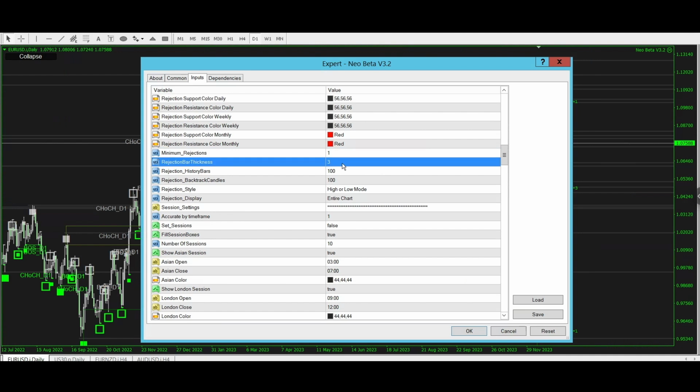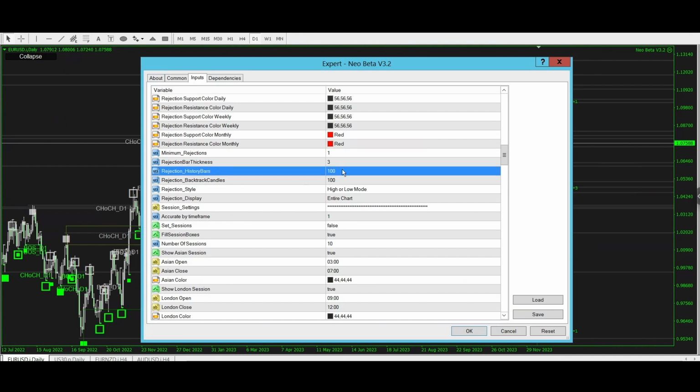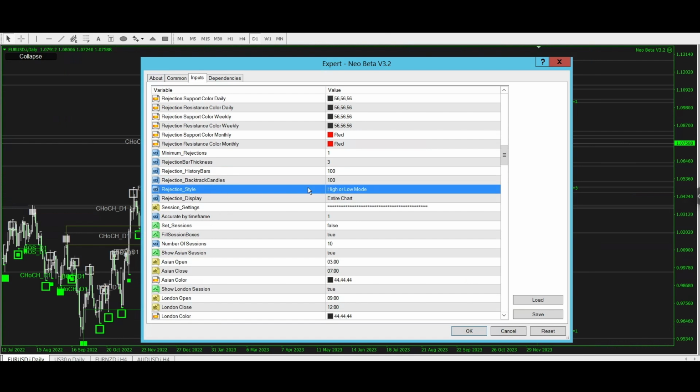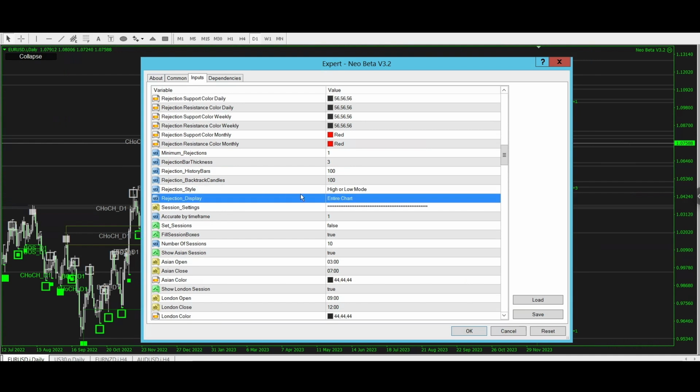This is just to make the thickness of the bar a bit bigger if you would like that or not. So you can make literally the thickness of the lines a bit bigger, and you've got the rejection history amount. So this will scan as many swing highs or swing lows back to the left as possible. This rejection backtest candle is pretty much the same thing here. And then you've got the rejection style amount. So again, you was looking at high or low mode with me, and we was looking at the entire chart.